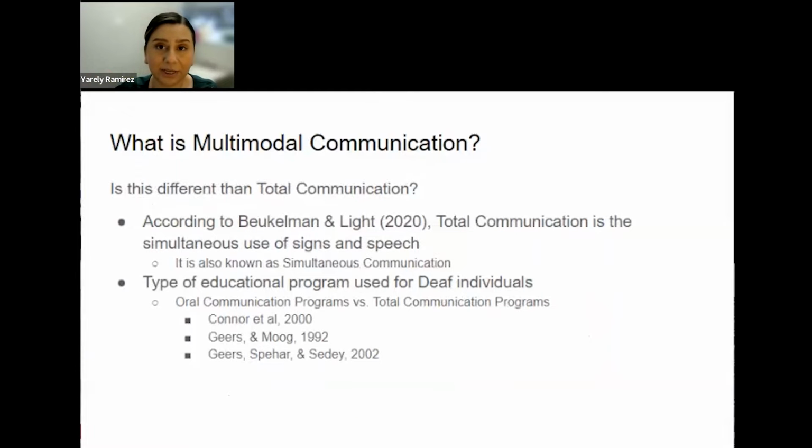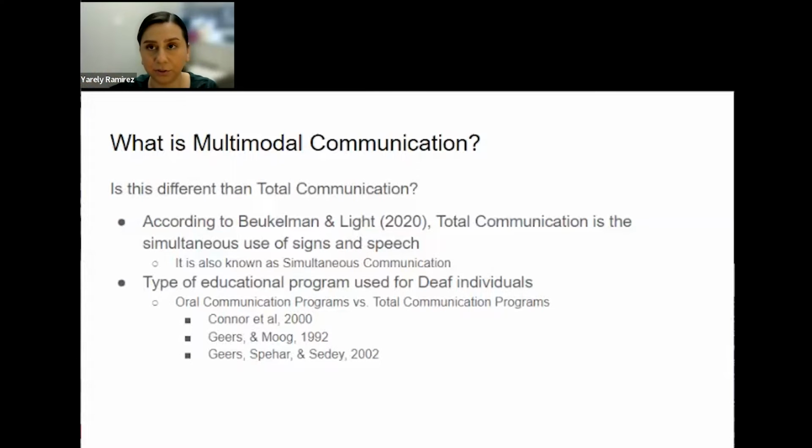I usually get this question a lot: is multimodal communication different than total communication? Total communication is a method in which we use signs and words at the same time to convey a message. So we would say "more" while signing the word "more." That's the difference. Multimodal encompasses all types of communication, whereas total communication focuses just on sign and spoken language.